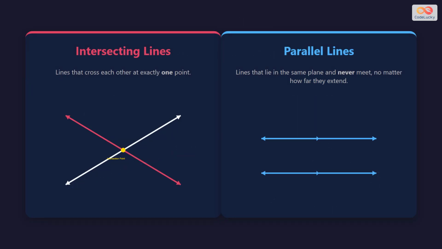How do lines interact? Intersecting lines are lines that cross each other at exactly one point. Parallel lines are like train tracks. They run side by side in the same direction and never, ever touch, no matter how far they go.